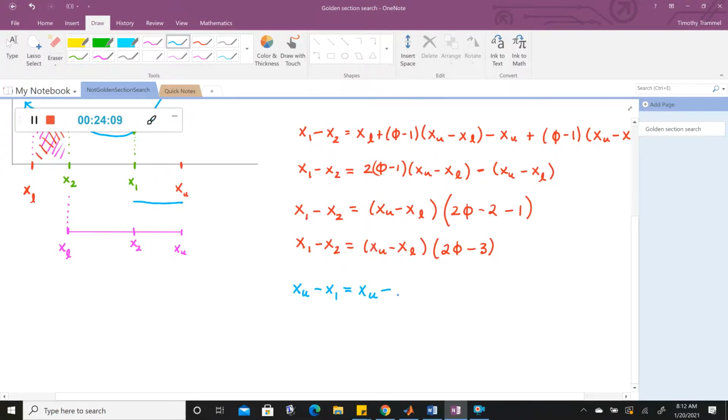So minus x lower, okay, and then minus phi minus 1 times x upper minus x lower. Okay. And let's see, is there anything that we can do with this? We see that we have an x upper and an x lower showing up here twice, so maybe we can factor that out.